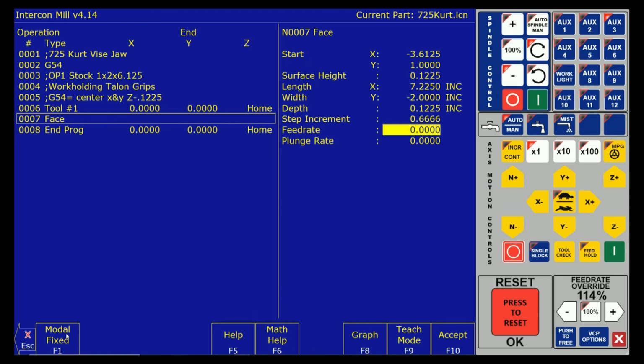Oh man, I clicked it 3 times and it did away with it. Let me put that back. I'm just going to leave it modal, but you can change that.